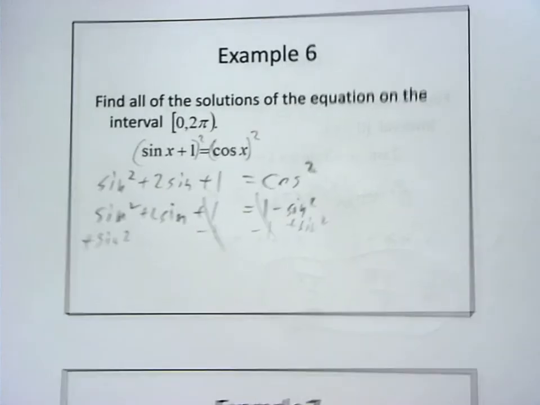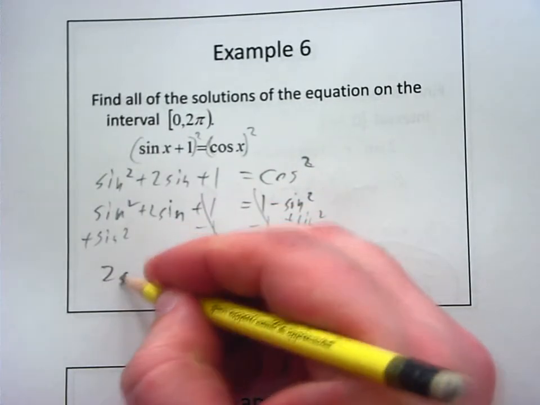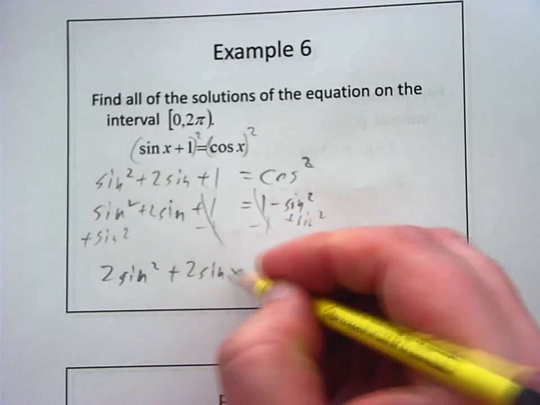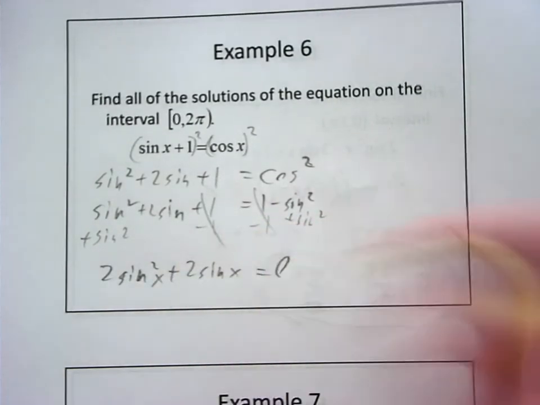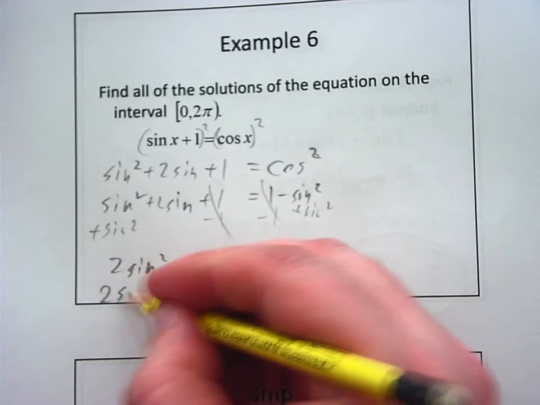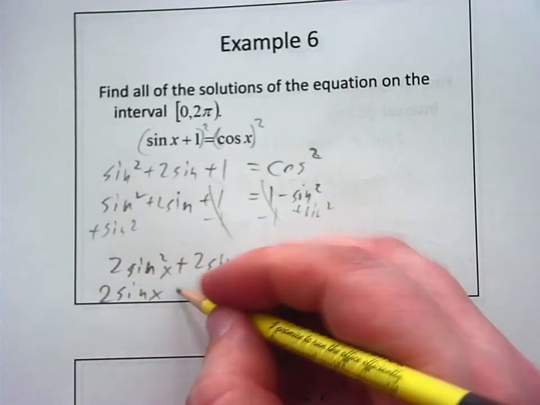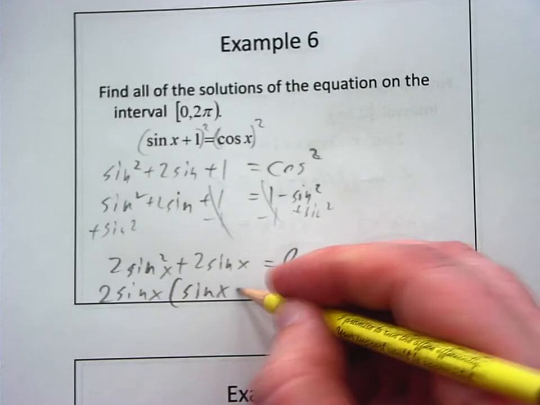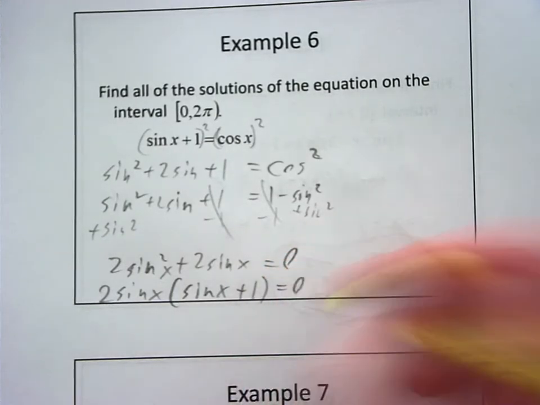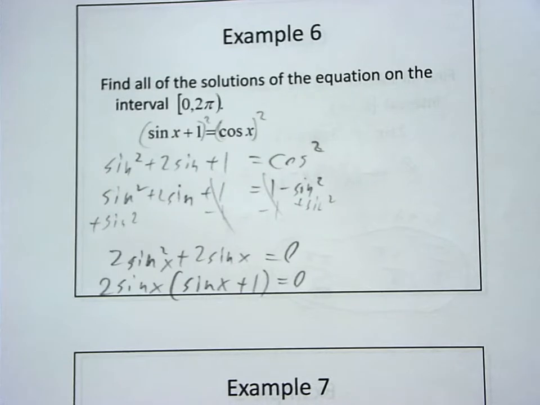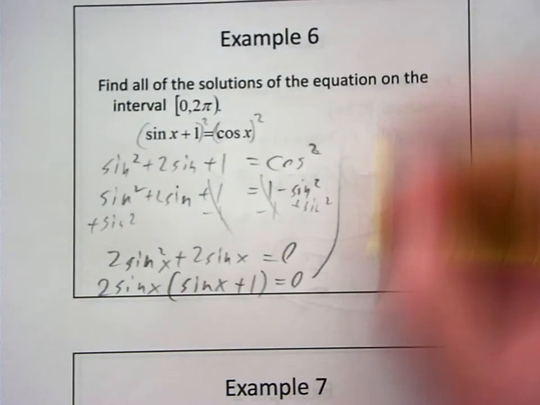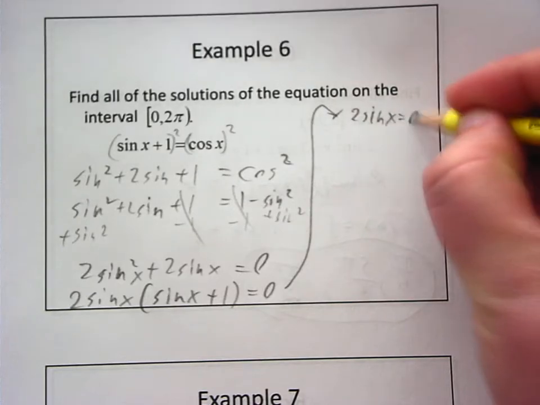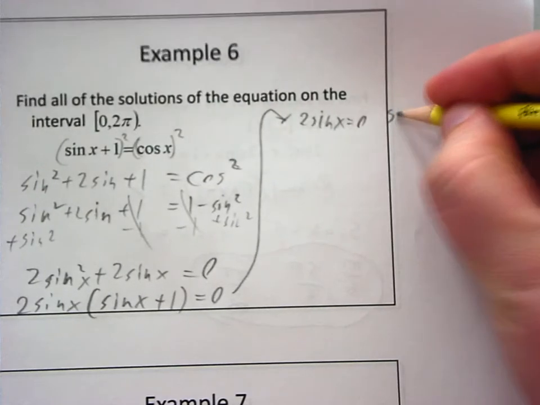So that'll leave me with what? 2 sine squared plus 2 sine. Take out 2 sine. You're left with sine of x plus 1. Set them both equal to 0. So I have 2 sine of x equals 0, and sine x plus 1 equals 0.